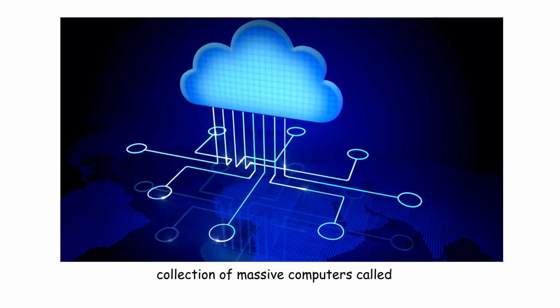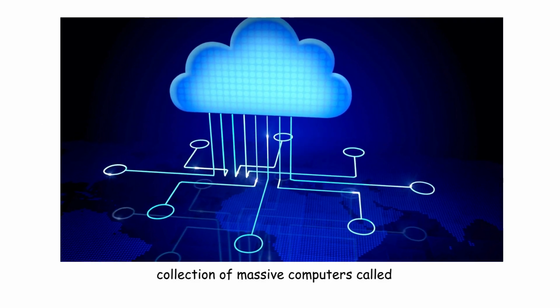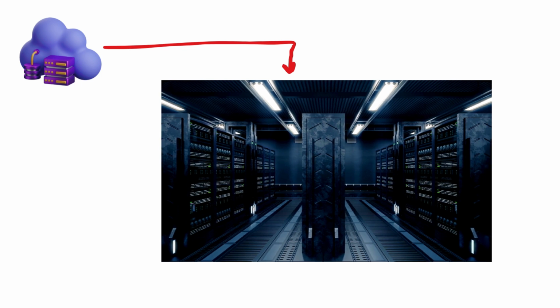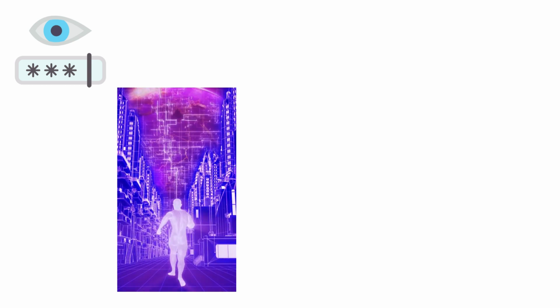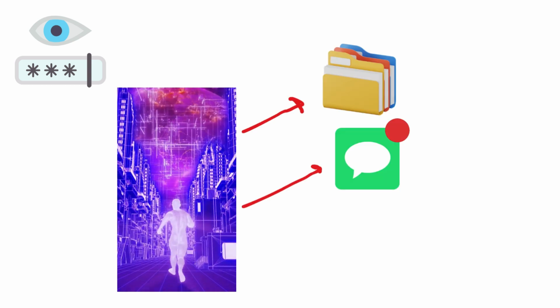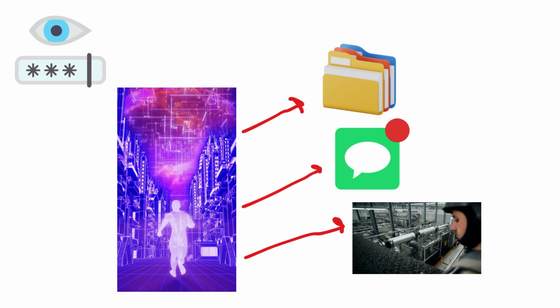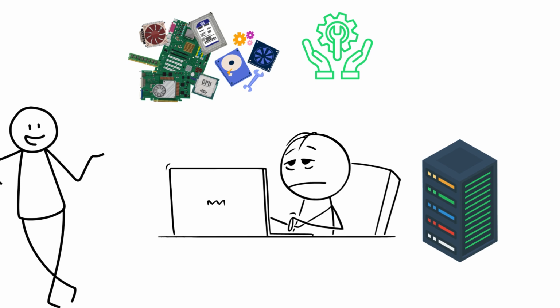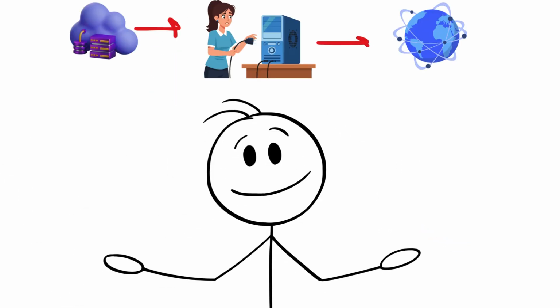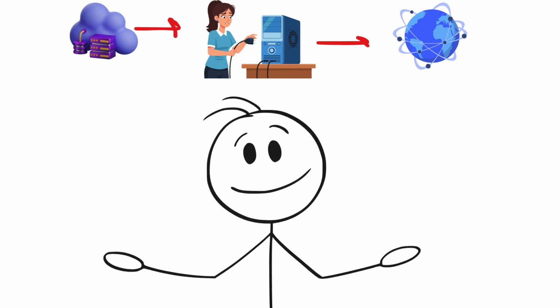The cloud is just a collection of massive computers called servers sitting inside global data centers. You don't see them, but they're constantly running, handling your files, apps, and processing power remotely. Instead of buying expensive hardware and maintaining it, you rent resources from these servers as you need them. That's what cloud computing is: on-demand computing power through the internet.